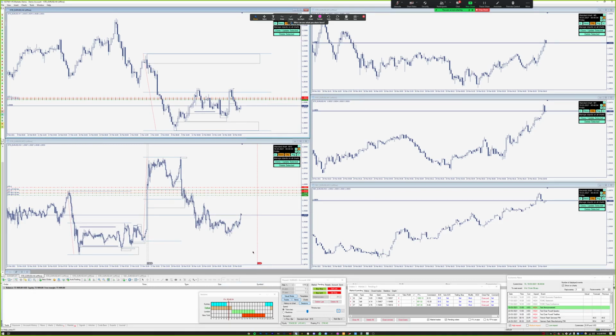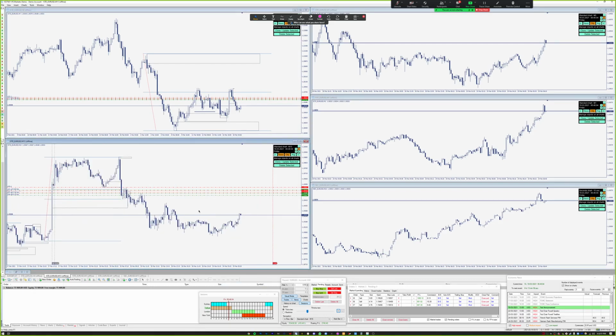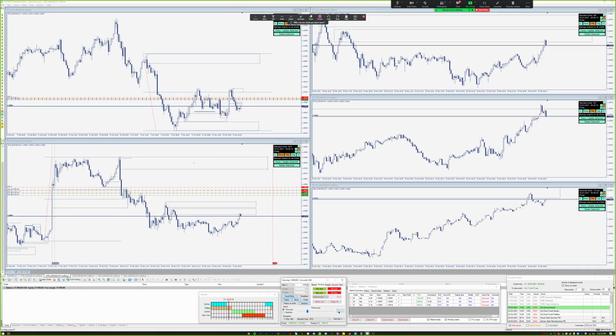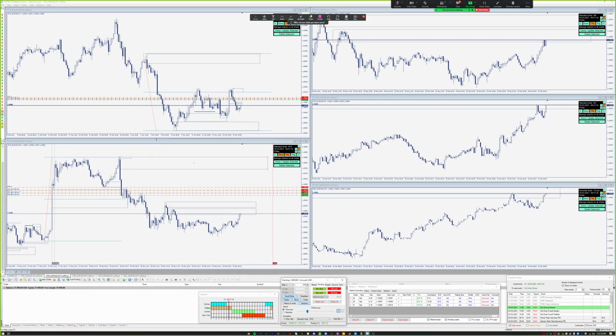What I'd be saying to myself is, what reaction do we get from here? What reaction do we get from here? If we break these two levels, then you just wait for a pullback and play long. Fair enough, yeah. That's a good way of looking at it from an intraday perspective, for sure. This is technically mitigated already, this zone here, so I'm not going to mark it. But let's just see what happens with these two first, and then we can play on. I agree.